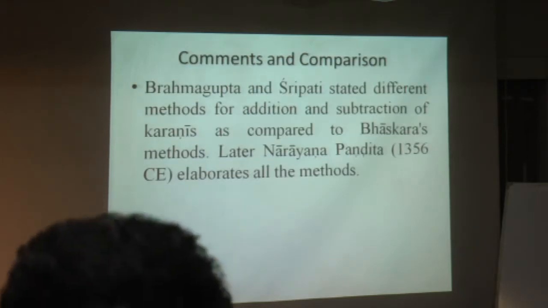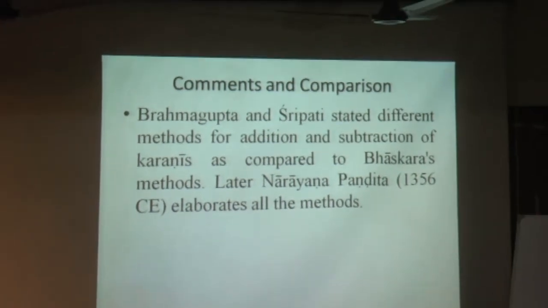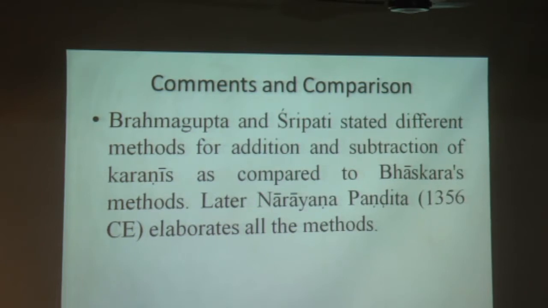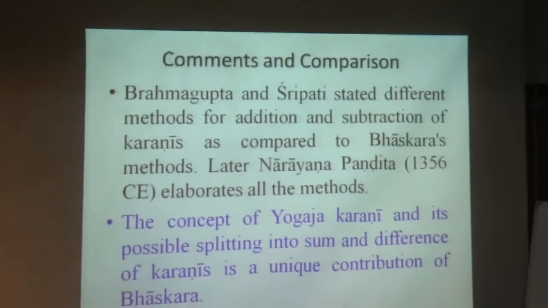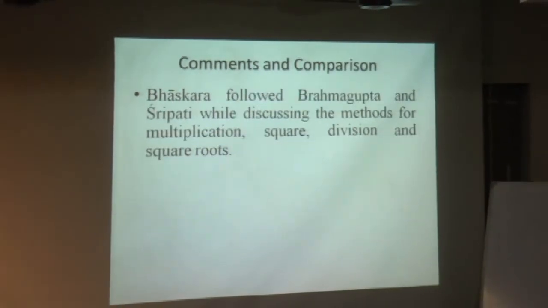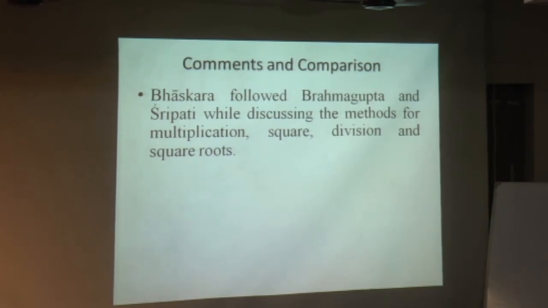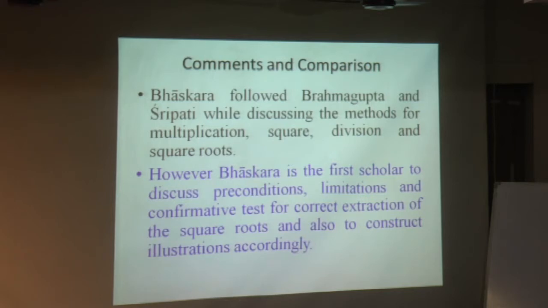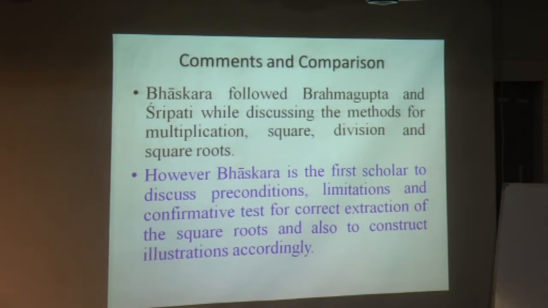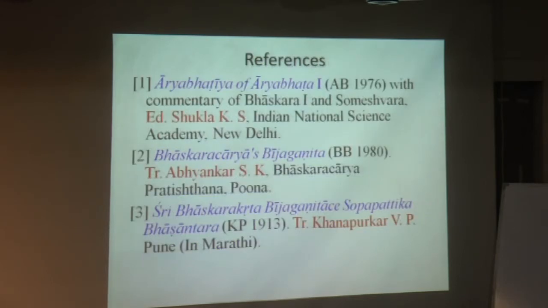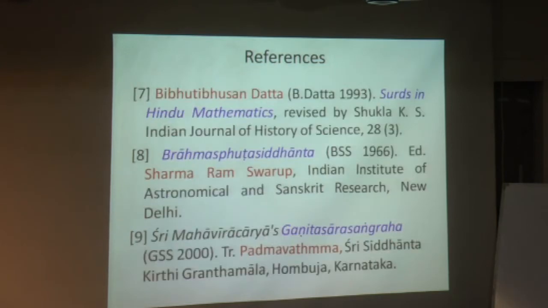Now the last thing: Brahmagupta and Shripati stated different methods for addition or subtraction as compared to Bhaskara. Later Narayana compared all the methods. The concept of Yogaja Karani and Vishlesha Sutra is a unique contribution of Bhaskara. For division, multiplication, square and square root, Bhaskara followed Brahmagupta and Shripati, no doubt about that. But Bhaskara is the first scholar to discuss preconditions, limitations, and confirmative tests for correct extraction of the square root. So, on observing all such discussion, we must say Jayatu Bhaskaracharya. Thank you.